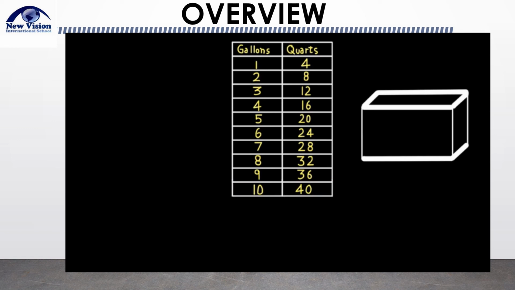If we have a container that holds 8 quarts, we can divide 40 by 8 to find out how many containers it will take to fill the aquarium. 40 divided by 8 equals 5. It will take 5 8-quart containers to fill the aquarium. It's important to use the correct units as you solve measurement problems.